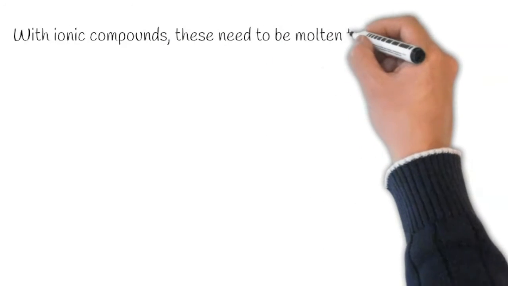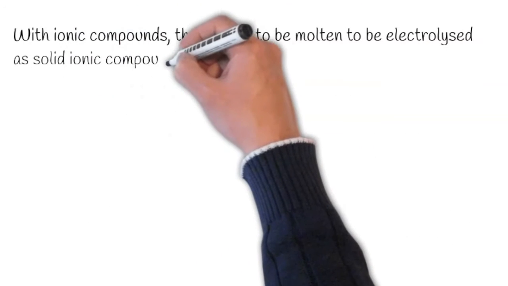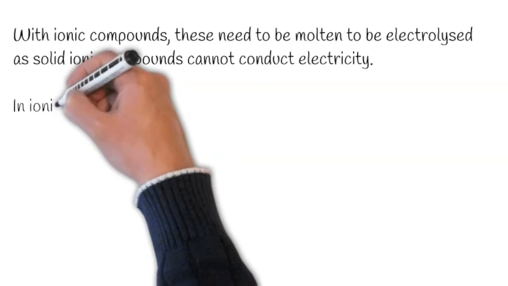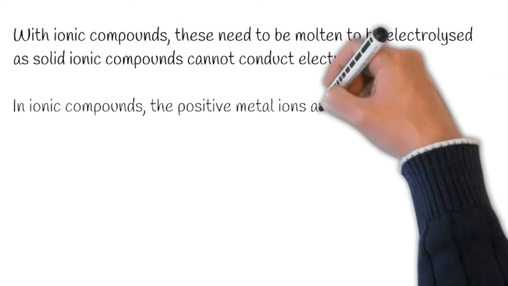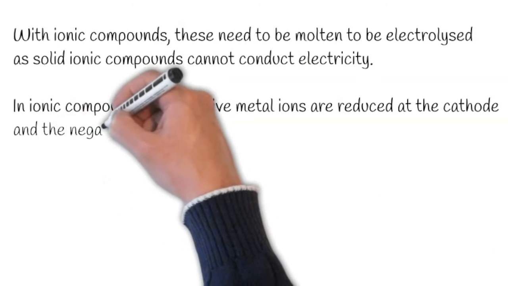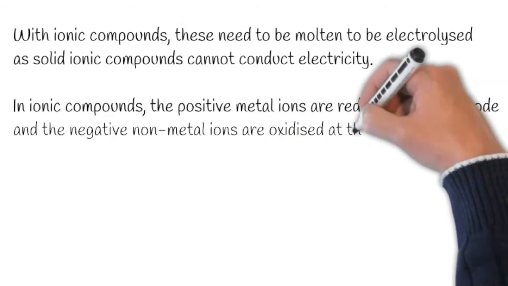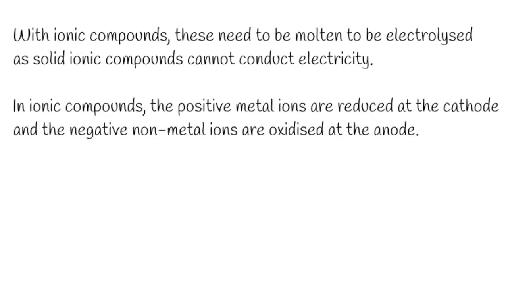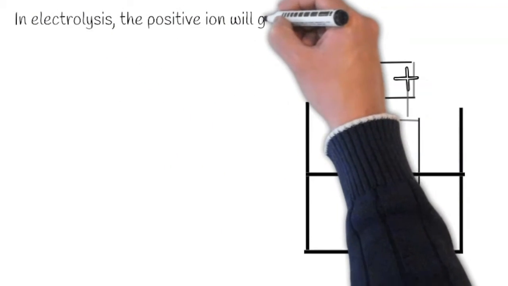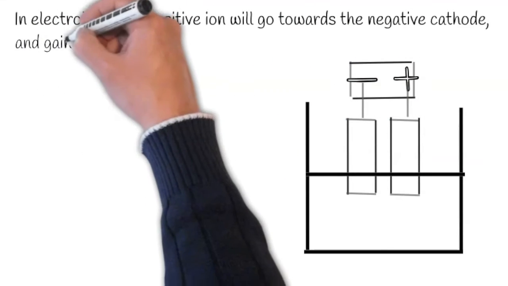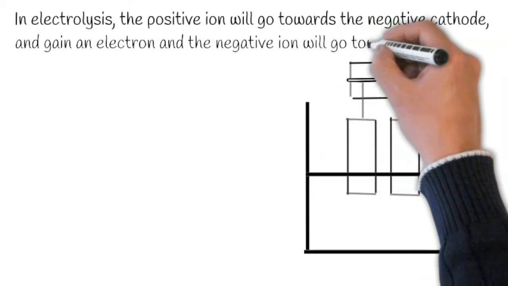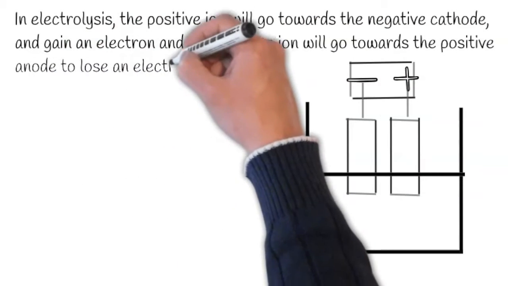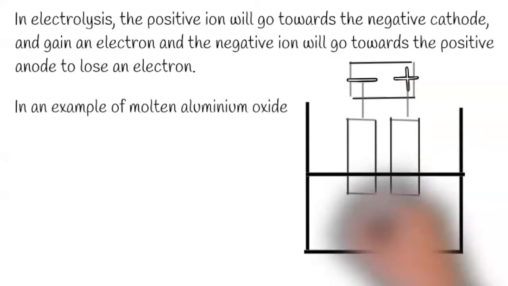With ionic compounds, these need to be molten to be electrolyzed, as solid ionic compounds cannot conduct electricity. In ionic compounds, the positive metal ions are reduced at the cathode, and the negative non-metal ions are oxidized at the anode. In electrolysis, the positive ion will go towards the negative cathode and gain an electron, and the negative ion will go towards the positive anode to lose an electron.